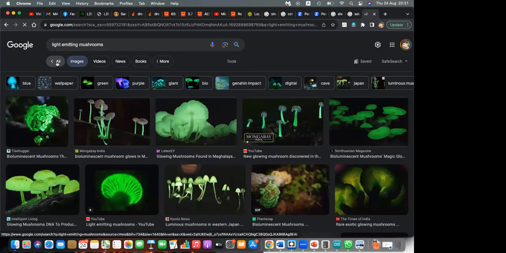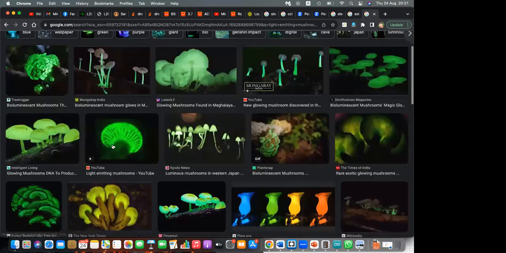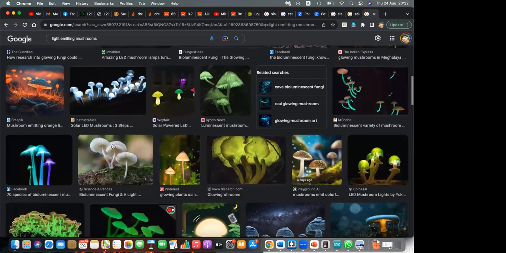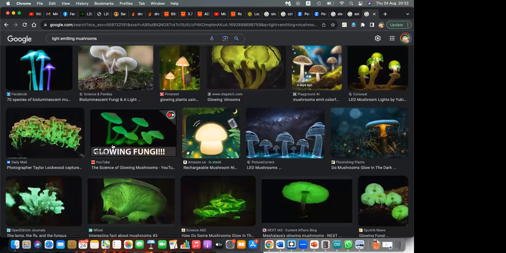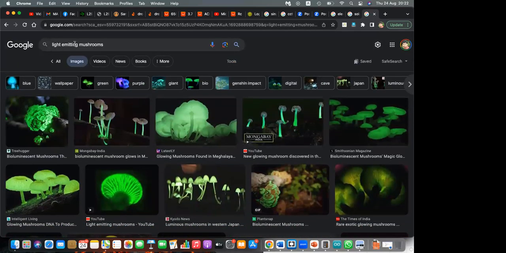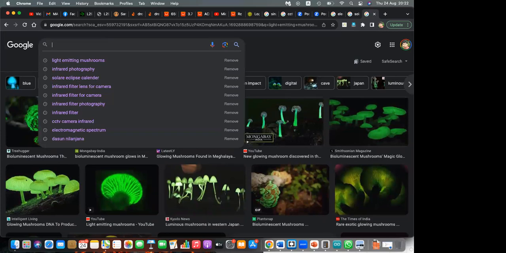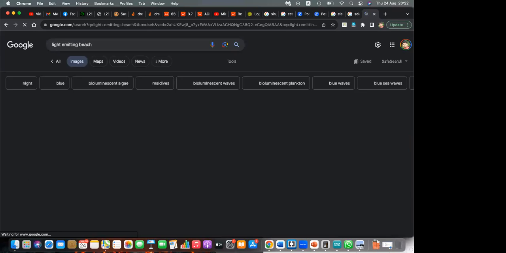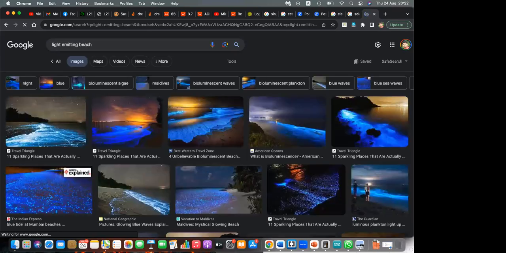So here you can see light emitting mushrooms, and there are some algae types emitting light. These light emitting mushrooms can be found in some forests. They emit a glowing light. This is because of a chemical reaction, and also the firefly. And have you seen a light emitting beach? Where? In Google.